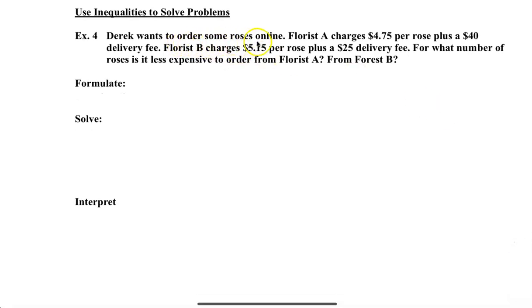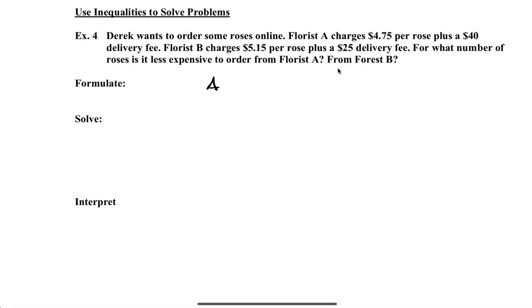Derek wants to order some roses online. Florist A charges $4 per rose plus $40 delivery fee. Florist B charges $15.15 per rose and $25 delivery fee. What number of roses is less expensive from Florist A than from Florist B? So we're just going to make an equation for each one.